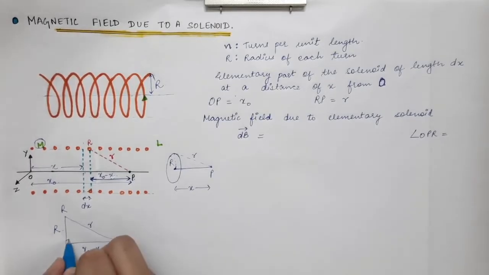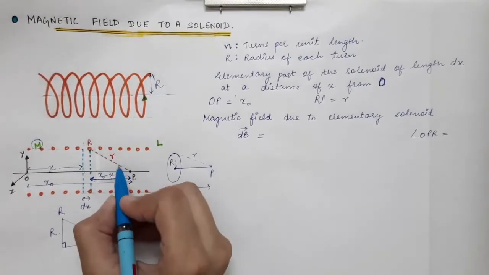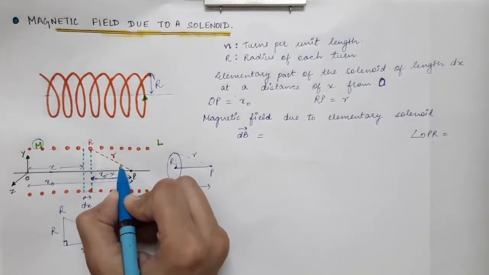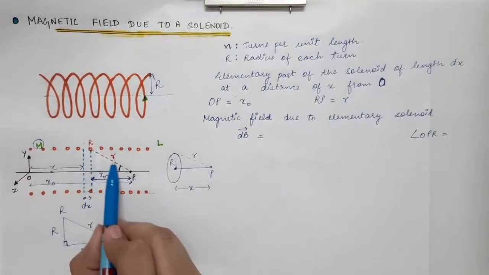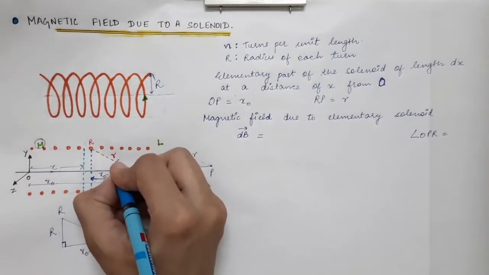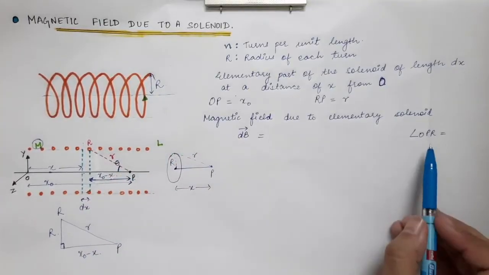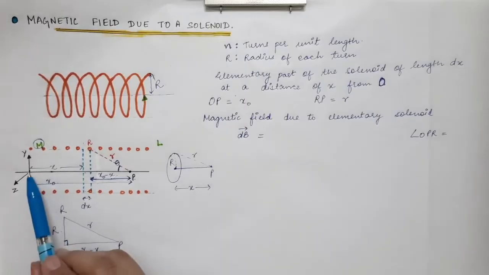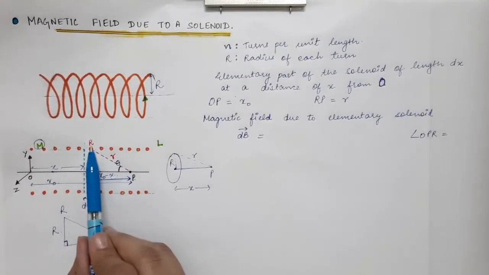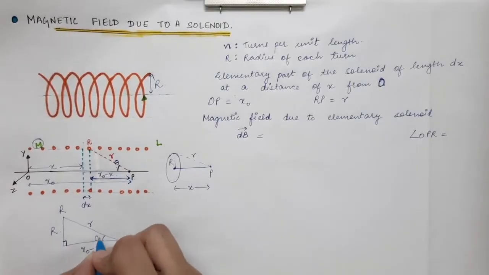Now from this diagram, firstly we will suppose that the angle made by this RP length with the axis of the solenoid is equal to theta. So this angle OPR is equal to theta. So in this triangle also this angle will be equal to theta.